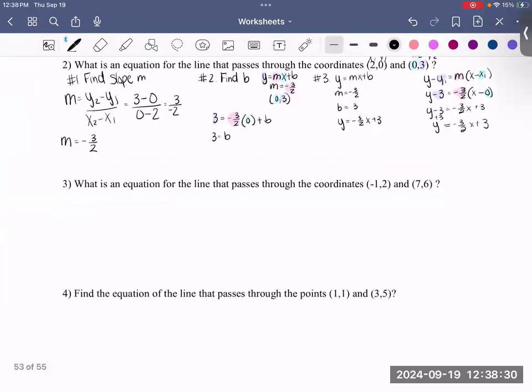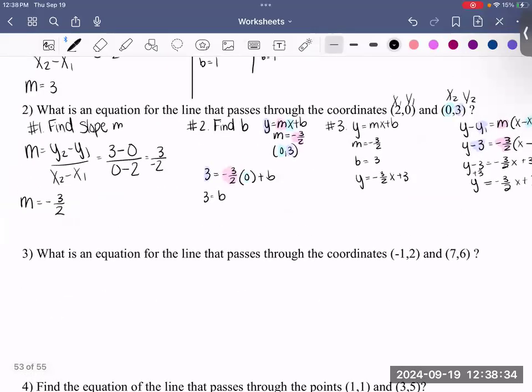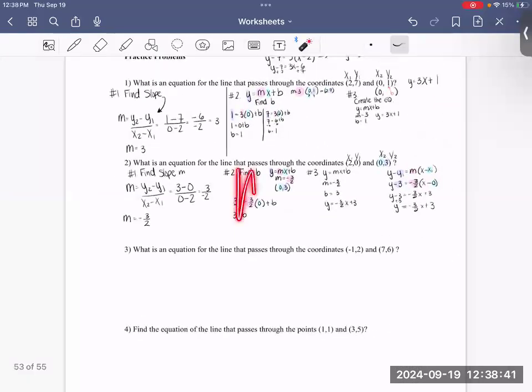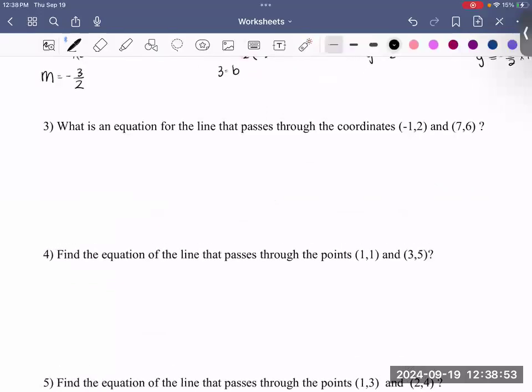Now let's try it again with 3 and 4. And notice that this one is again your y-intercept. So we don't have to go through this stuff unless you want to. As long as you can recognize that anytime your x value is 0 and your y value is a certain number, that is going to be your y-intercept. So let's try it again.